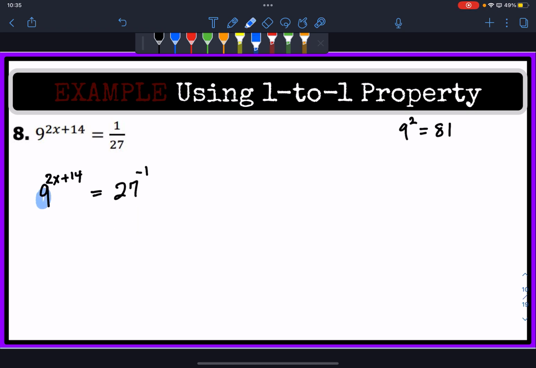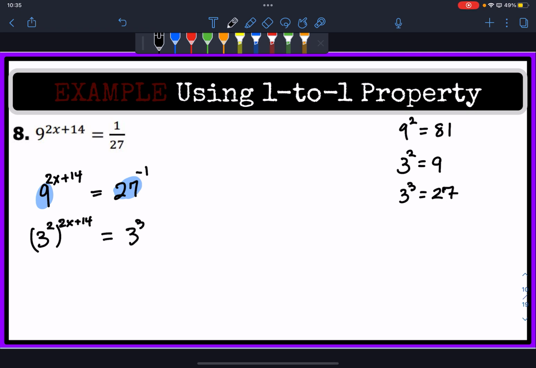However, again, being familiar with multiplication, 3 to the second power is 9, and 3 to the third power, multiplying three 3's, well, that's 27. So I can change both of these numbers to base 3. So 3 squared raised to the 2x plus 14 equals 3 to the third raised to the negative 1 power. And again, using the same power of a power principle, we have 3 to the 4x plus 28 equals 3 to the negative 3 power.